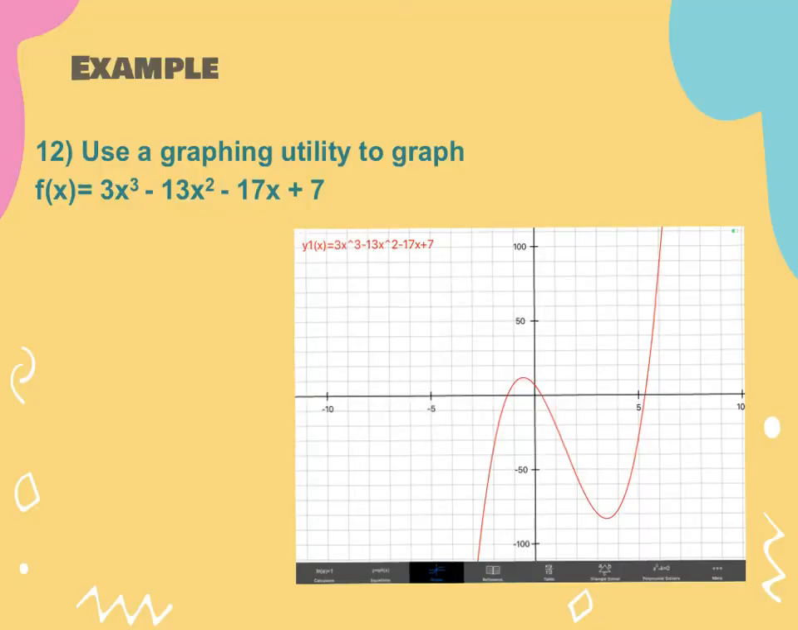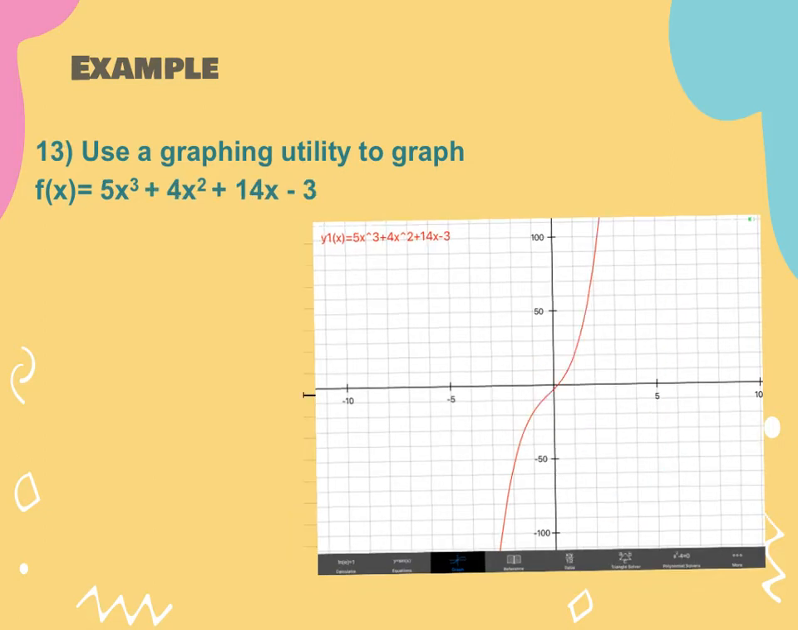Here's the last two, which were the graphing utility. This is 3x to the third minus 13x squared minus 17x plus 7. And this is 5x to the third plus 4x squared plus 14x minus 3.